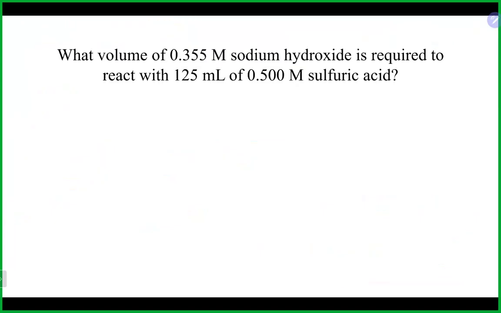What volume of 0.355 molar sodium hydroxide is required to react with 125 milliliters of 0.5 molar sulfuric acid? So take 3. Okay, let's take a look. So again, we have sodium hydroxide, which is a base. We have sulfuric acid, which obviously is an acid. So we definitely have an acid-base reaction happening here, and that's going to probably involve some stoichiometry. We should always know we get a salt and water.